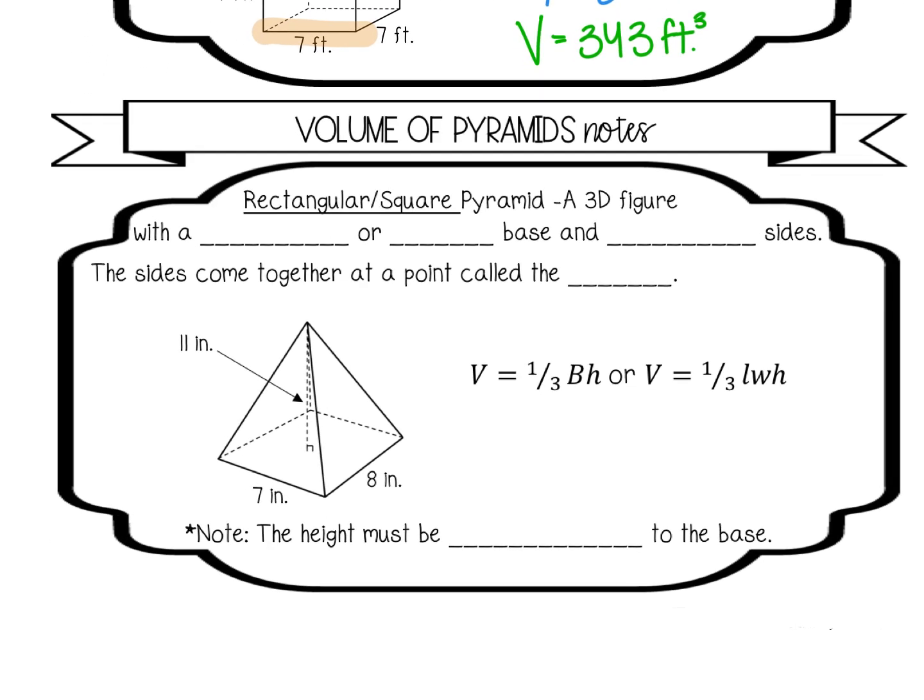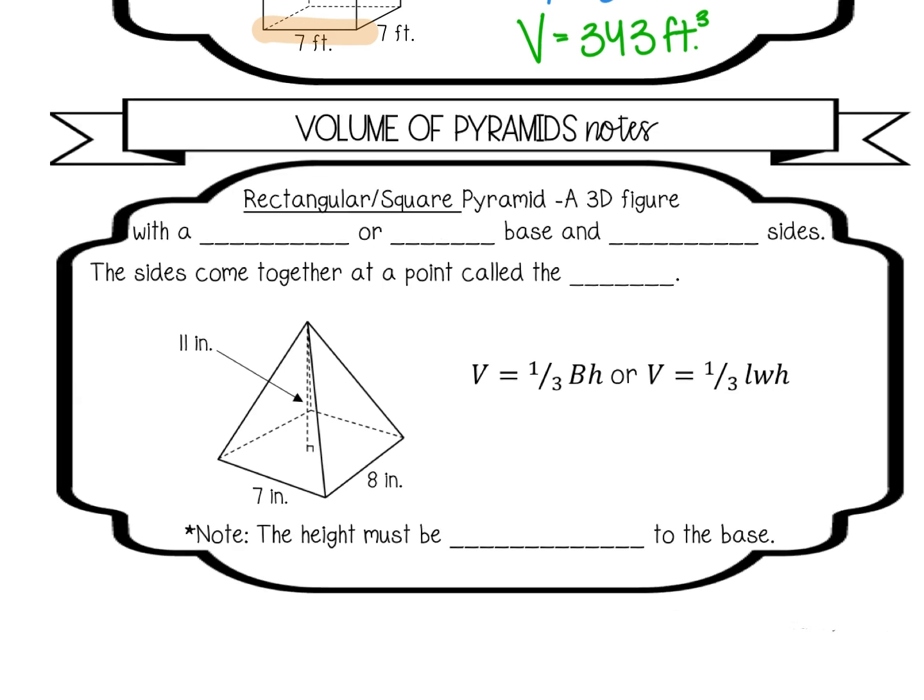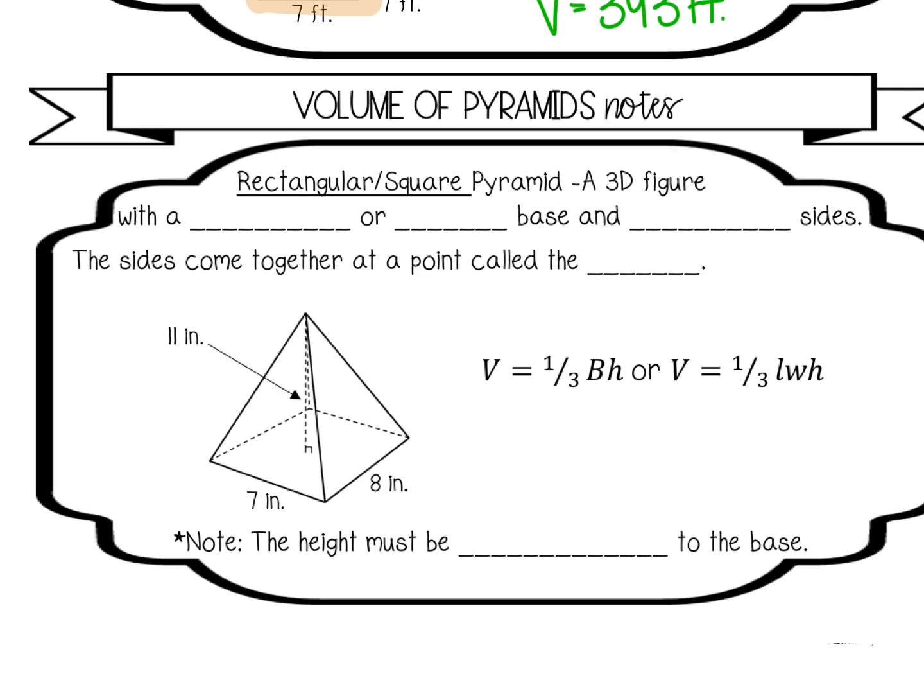All right, pyramids. You're still using the same formula, except you're adding that divided by 3. Okay, so I'm going to write it how I like to write it. You could think of it as length times width times height divided by 3, or you could think of it as the area of your base divided by 3. It's the same thing.